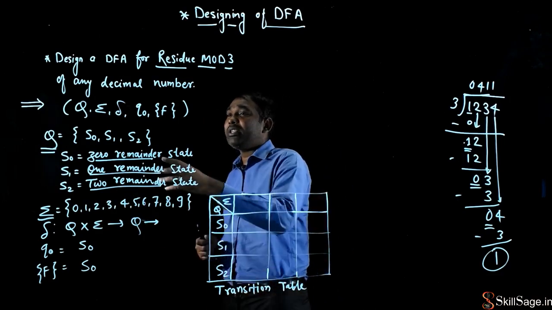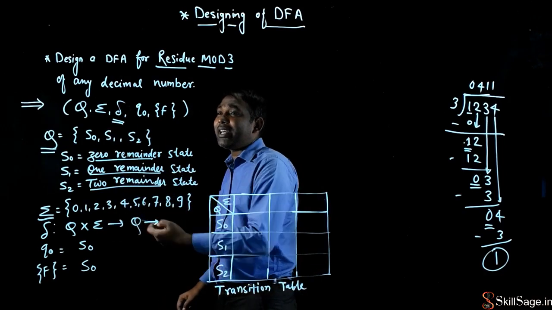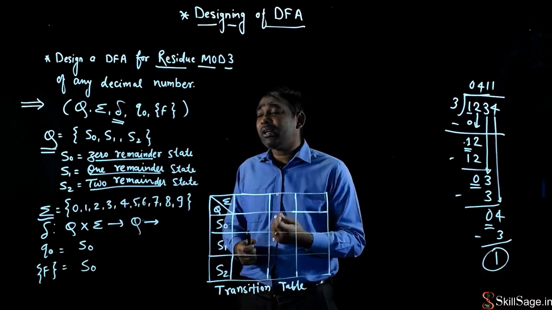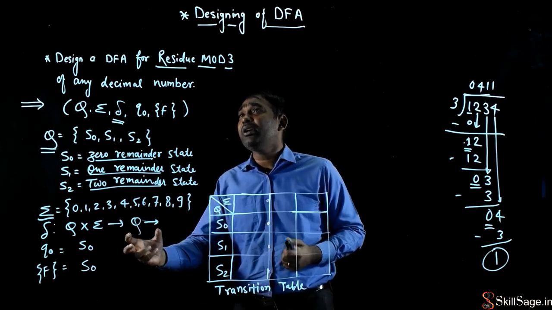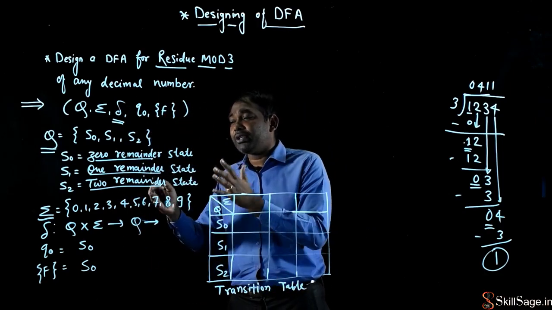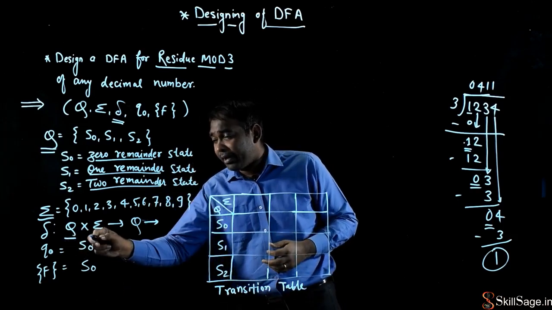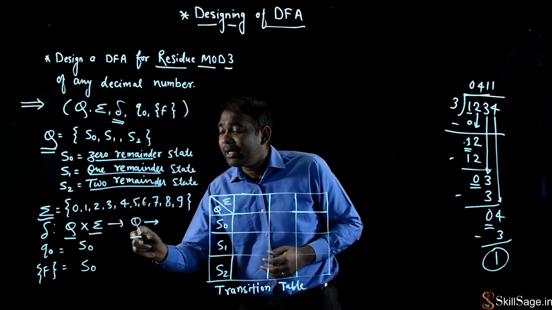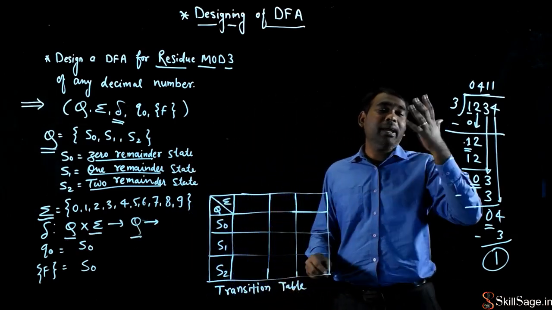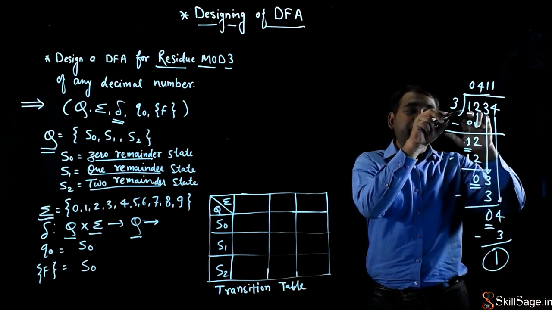So what is my next tuple? My next tuple is delta. What is this delta? Delta is my transition function. What does the transition function do? We have already seen how the transition function works for a DFA. Again, I'll tell you that it will take the current state and the current input symbol, and it will give you the next state. So here, in this particular problem, this is my current input symbol.